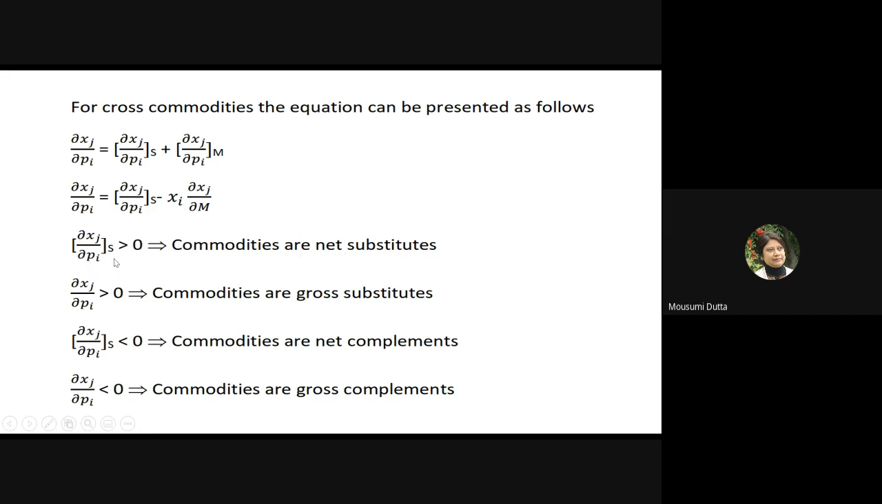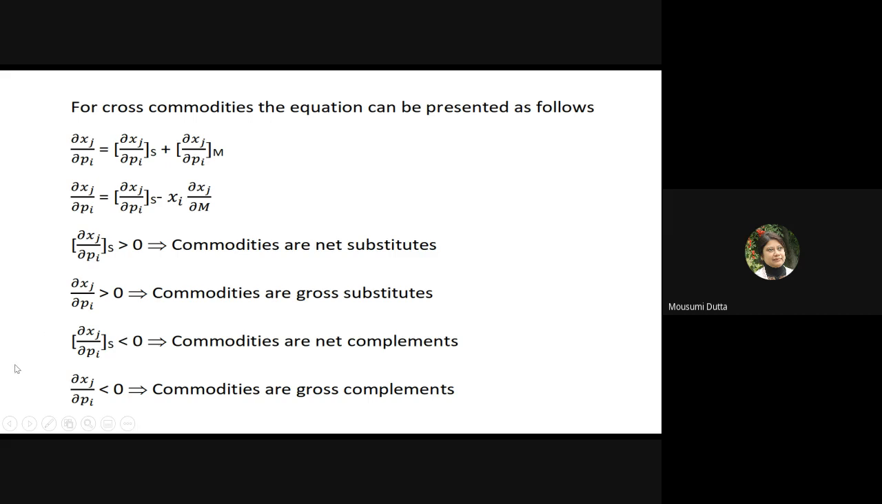Del xj by del pis greater than 0 indicates commodities are net substitutes. Del xj by del pi greater than 0 indicates commodities are gross substitutes. So please first write down these two. Could you complete this? Yes, ma'am.